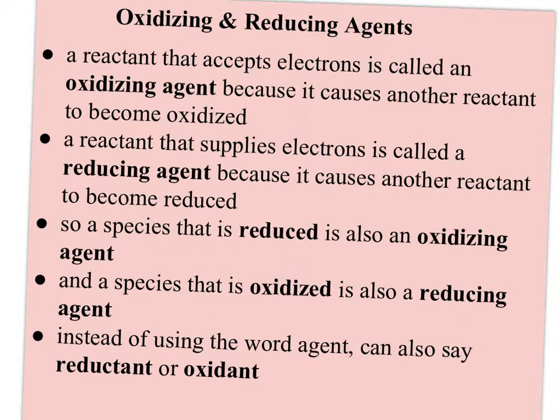So likewise, a reactant that loses electrons or supplies the electrons is called the reducing agent because as it's being oxidized, another compound or element is being reduced. So again, a species that is reduced is also known as the oxidizing agent. And the species that's oxidized is called the reducing agent. And think of agent as somebody who helps you. Your insurance agent helps you with your insurance needs. So whatever's being reduced is an agent for oxidizing another compound. And instead of using the word agent, you can also use the words reductant or oxidant.